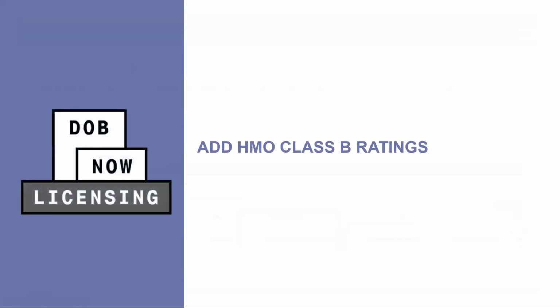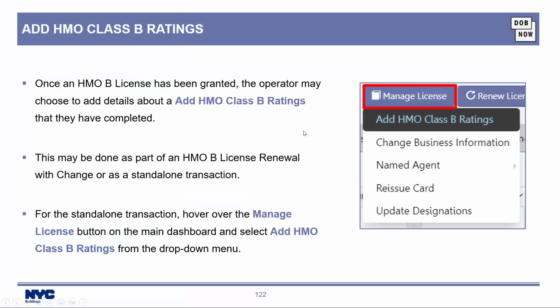Now let's talk about Class B ratings. Once your HMO-B license has been granted, you may choose to add details about a Class B rating that you have completed. And you do this by either going to Manage License and clicking Add HMO Class B Ratings, or you can do it as part of a license renewal with change.